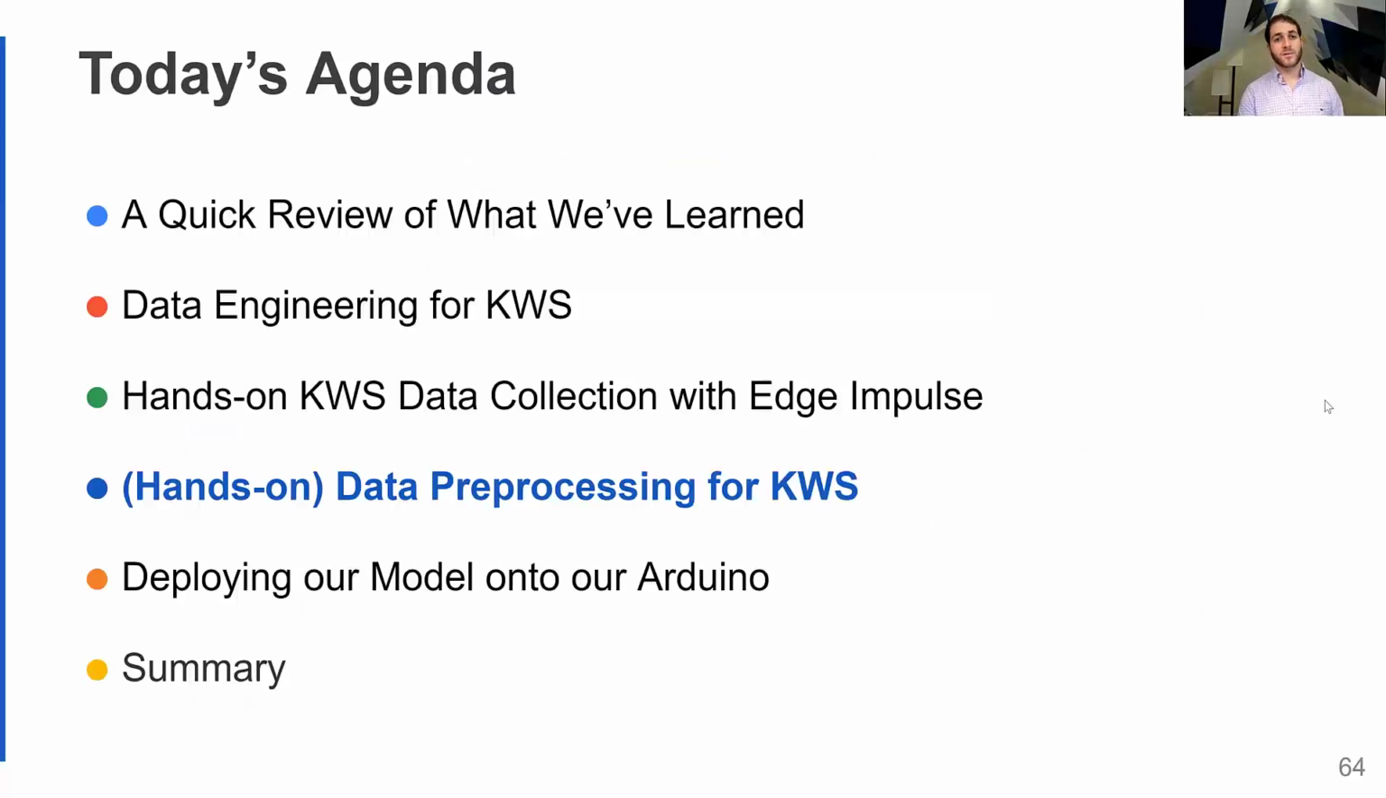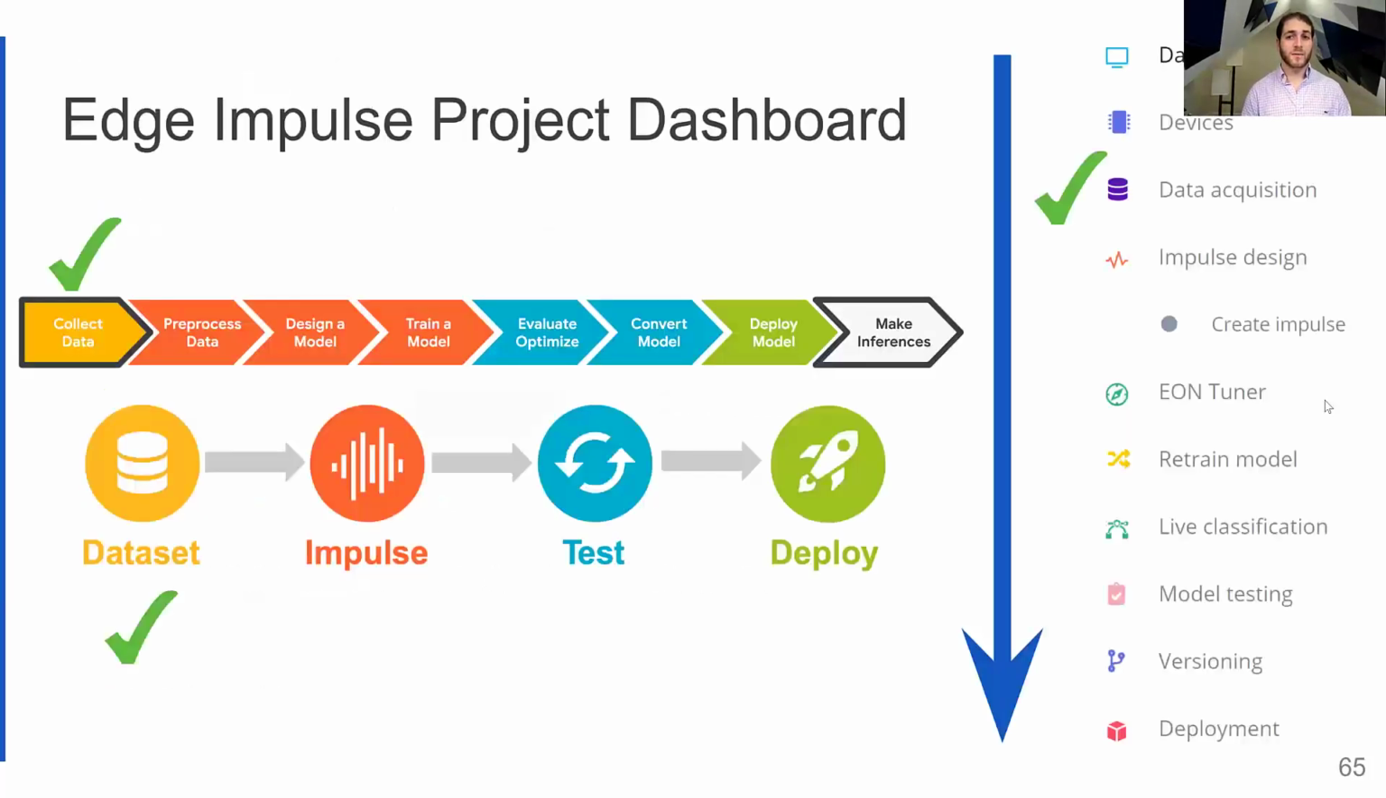So hopefully that gets you through collecting your data set and setting it up into training and test data. What we're going to do next is talk about data pre-processing, a little bit of theory, and then actually go through doing it for keyword spotting, and then we'll deploy our models. That will be the lab for today.